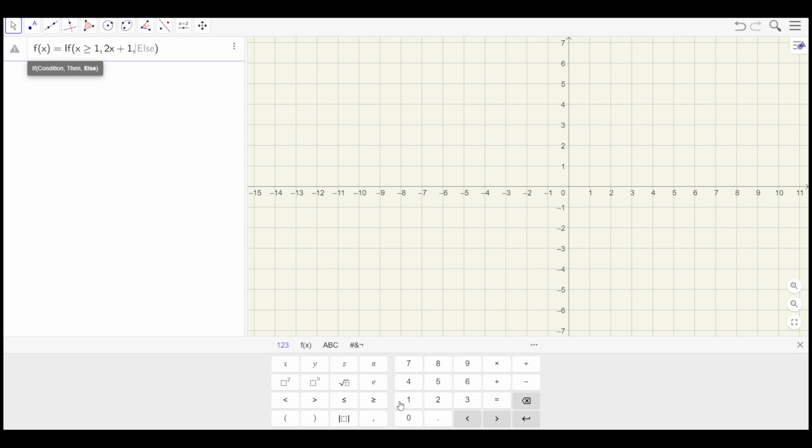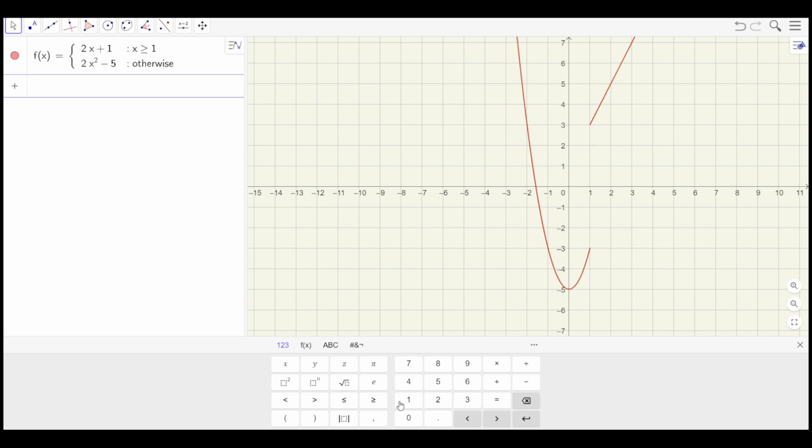Okay, and then I go to else. Else what? Else means that if x is not greater than or equal to 1, it means that x is less than 1, it should be 2x squared minus 5, yes? So it becomes 2x to the power of 2 minus 5. Am I right? Yes? And this is your graph, by the way. And so it was detected that it is not continuous. So this is the way that you plot. This is called a piecewise function.